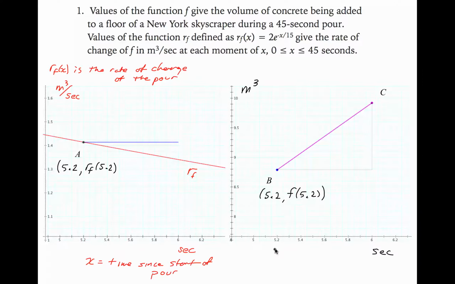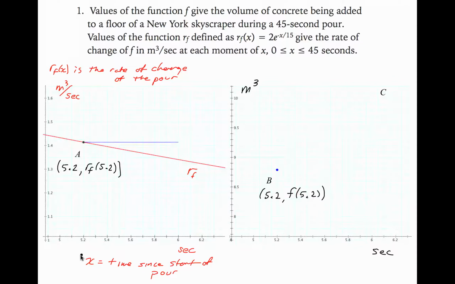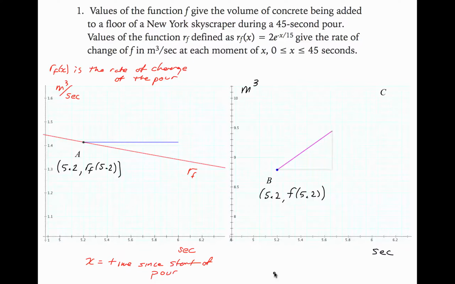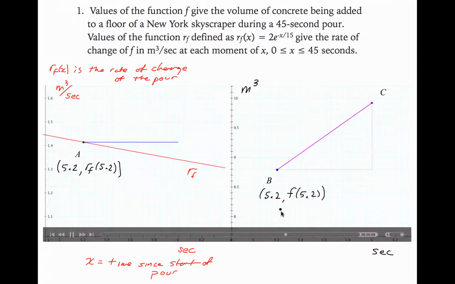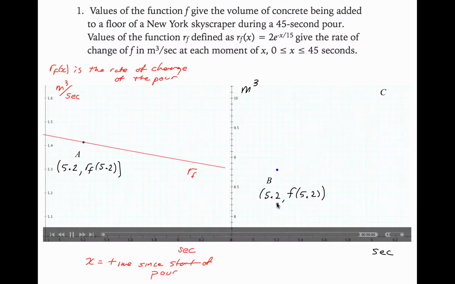Okay, so to describe their meanings, well, the meaning of this point is the correspondence of 5.2 seconds and the rate of change at that moment. And the meaning of point B would be 5.2 seconds and its corresponding total amount poured at 5.2 seconds.